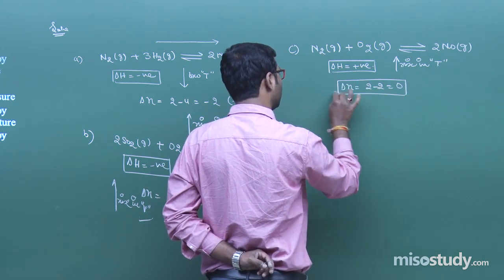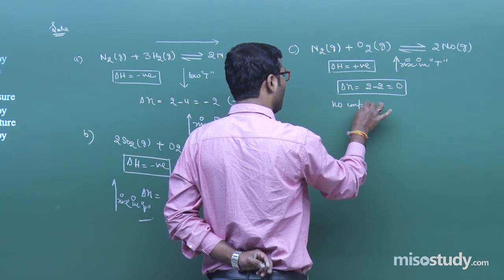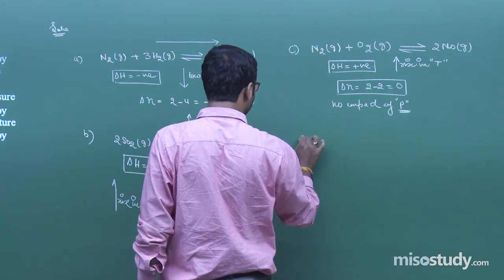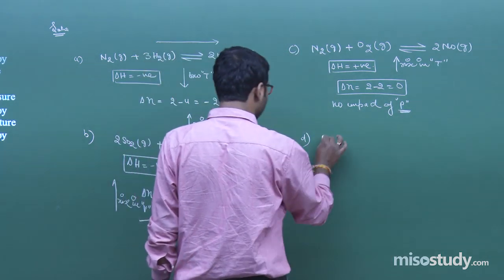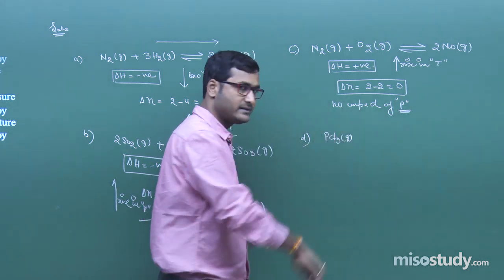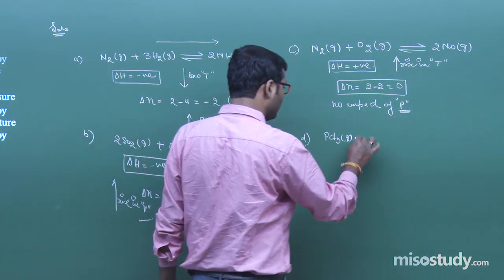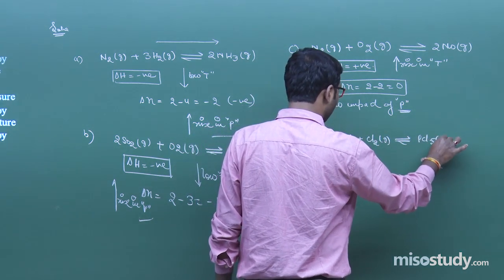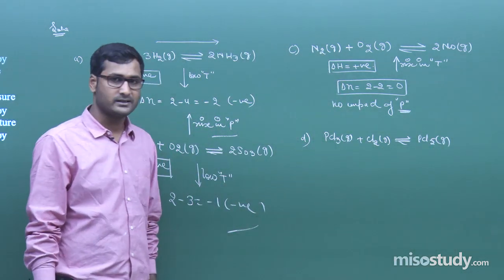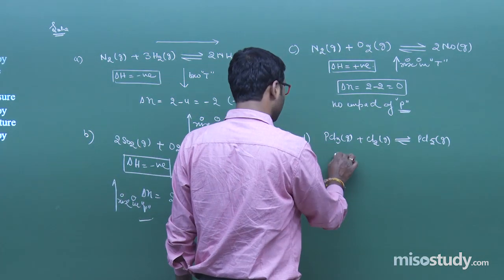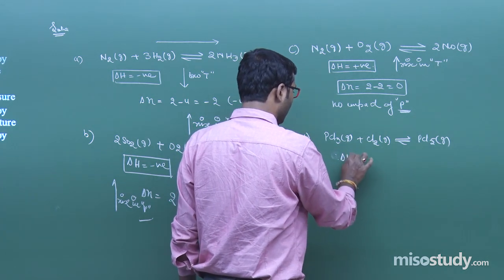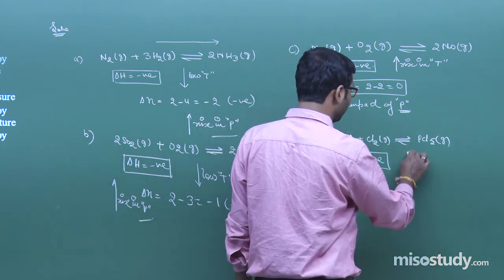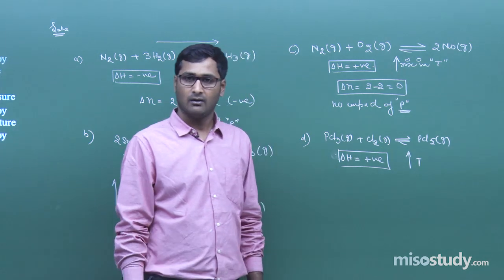So if delta N is equal to 0, there is no impact of pressure. Now the D part, that is PCl3 plus Cl2, it gives you PCl5. Again, PCl3 plus Cl2 gives you PCl5. This is endothermic. That means for this case delta H is positive. So if we move in the forward direction, rise in temperature favors the forward reaction.